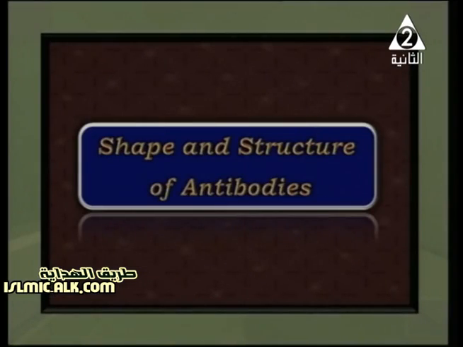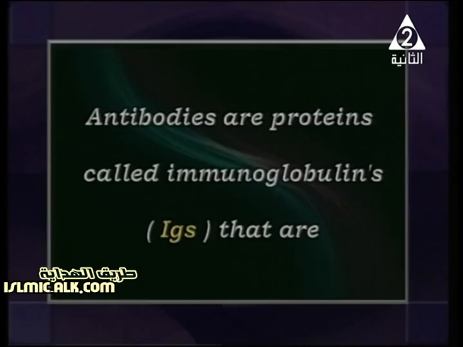After that, we need to study the shape and the structure of the antibodies. From here, I need you to focus and to bring paper and pen, and just concentrate on this part of the lesson. The shape and the structure of the antibodies. One, antibodies are proteins, as we said. They are called immunoglobulins or IgS. We need to know the shape, location, formation, and structure.